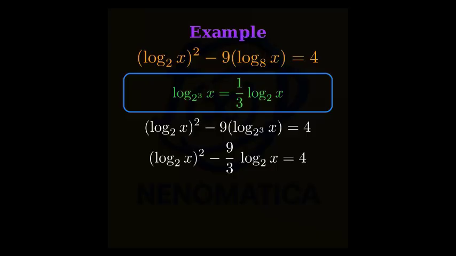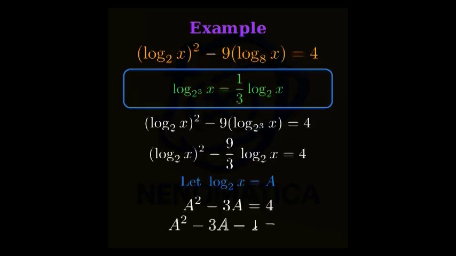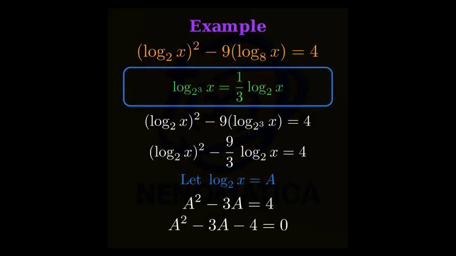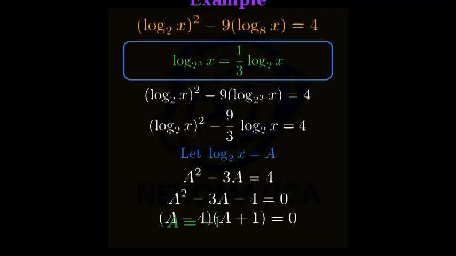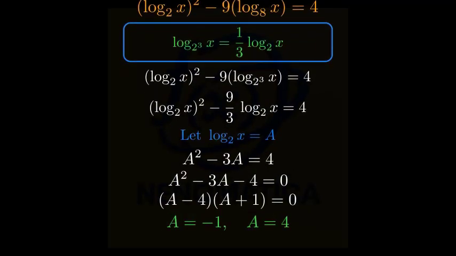Step 2. Use a substitution to simplify the algebra. Let a equal log base 2 of x. Then the equation reads a squared minus 3a equals 4. Step 3. Move all terms to one side to form the standard quadratic. We get a squared minus 3a minus 4 equals 0. Step 4. Factor the quadratic and solve for a. This factors to (a minus 4) times (a plus 1) equals 0. Therefore, a equals negative 1 or a equals 4.